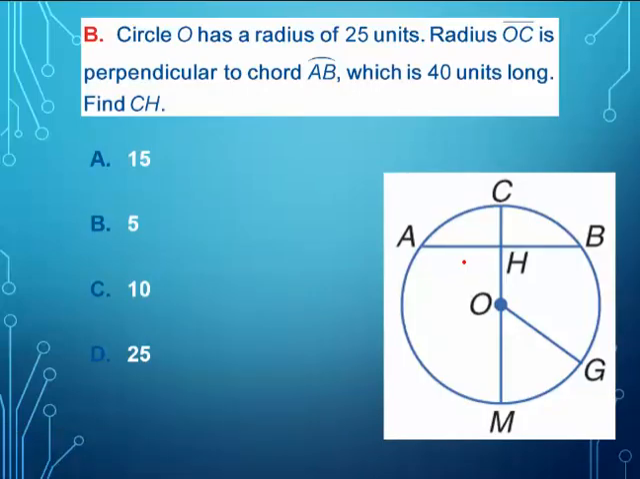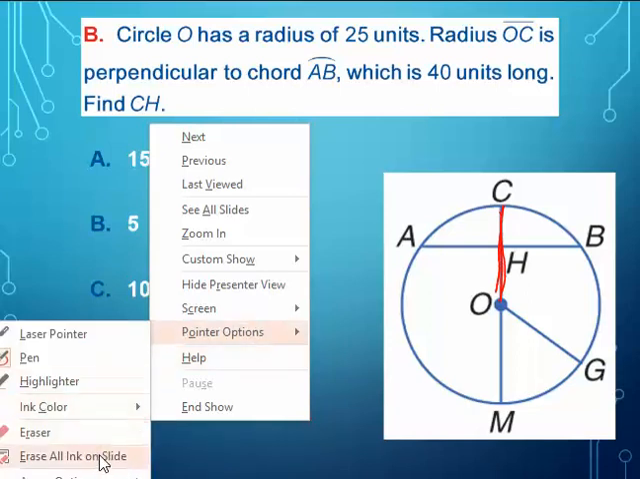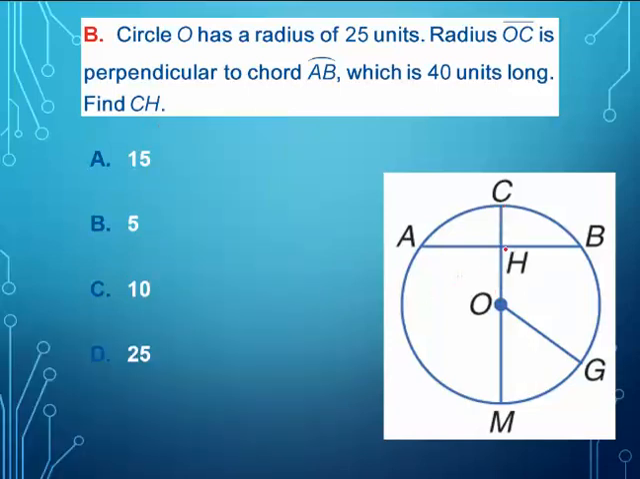Okay, circle O has a radius of 25. Same thing, but this time we are looking for CH. We're looking for this radius. I'm sorry. No, we're not. Let me erase that. We're looking for part of that radius. Do you remember how we did that in the last problem? We're just looking for CH here.